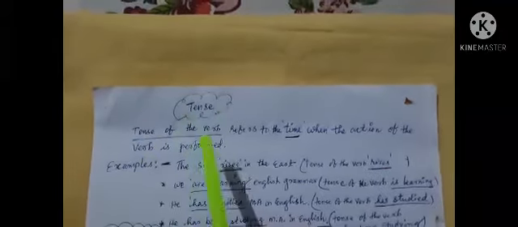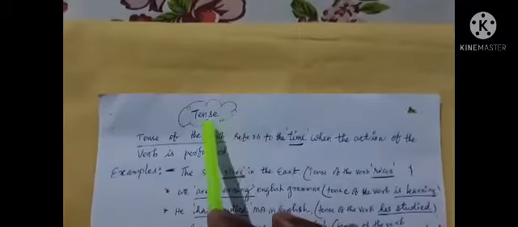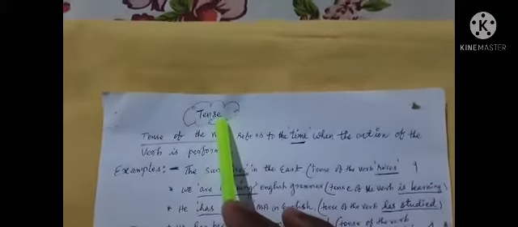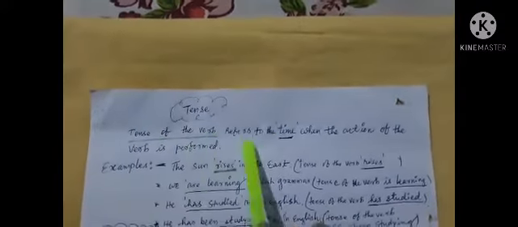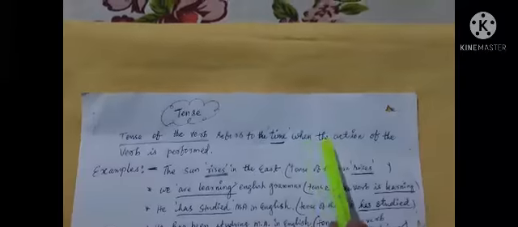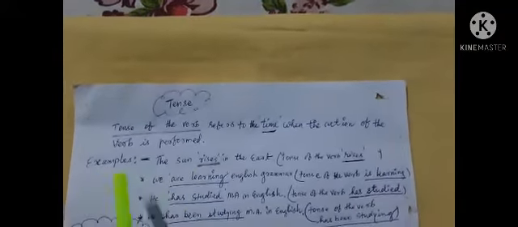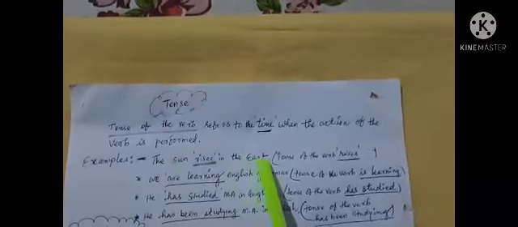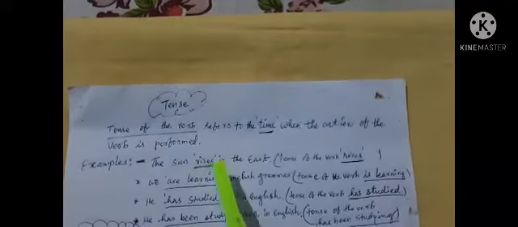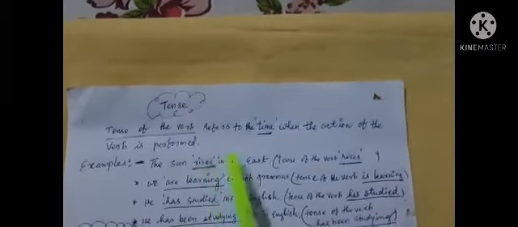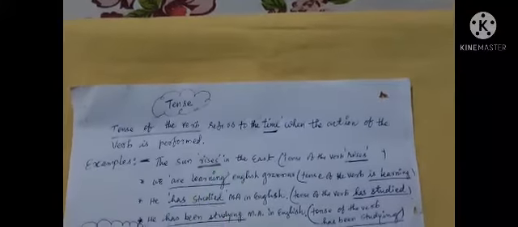In this video, we are going to learn about a very interesting topic, tense. So what is tense? Tense of the verb refers to the time when the action of the verb is performed. For example, the sun rises in the east. Here the tense of the verb is rises and it shows the time, the present, and the action is universal truth.